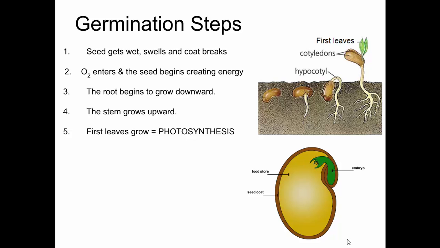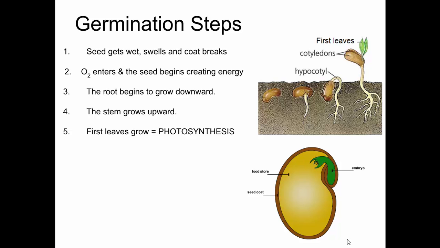You start, the seed gets wet. It starts to swell up. Okay, the seed coat breaks. And then oxygen starts to be able to get in and break down this starchy stored up food. The root emerges, it's called the radicle, starts growing downward into the soil, starts absorbing water. The stem starts to elongate, eventually breaks through the soil.